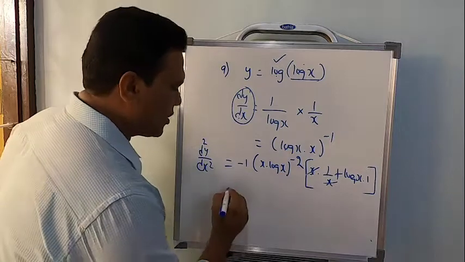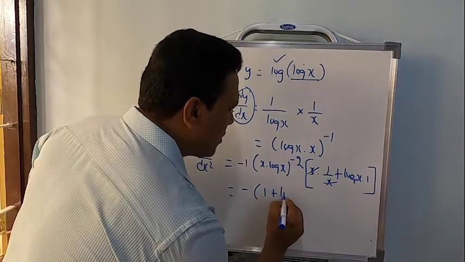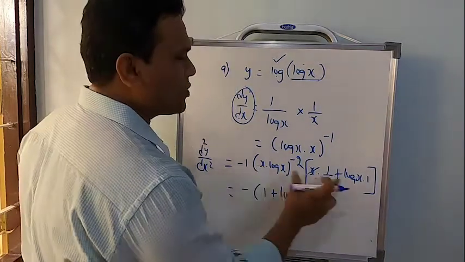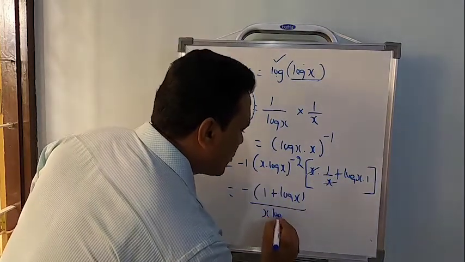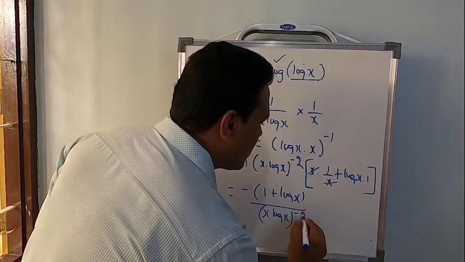You can simplify this a little bit. You can bring this term to the denominator. So minus of 1 plus log x. Here it is just 1, so the remaining is just 1 plus log x, and you are bringing this term to the denominator, so x log x whole power plus 2.